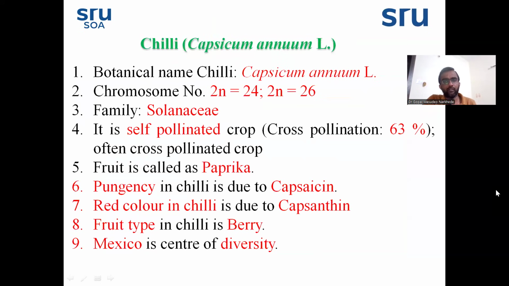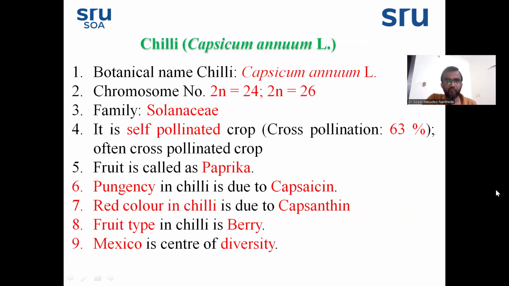As we are well aware, the botanical name of chili is Capsicum annuum L. So what is this L? L is on the name of the scientist, Carl Linnaeus. What he did? He gave the taxonomy of plants, divided the plants into different groups. So after every botanical name, there will be L.